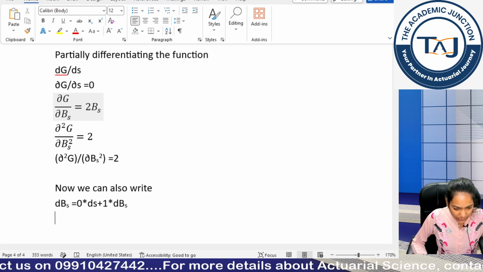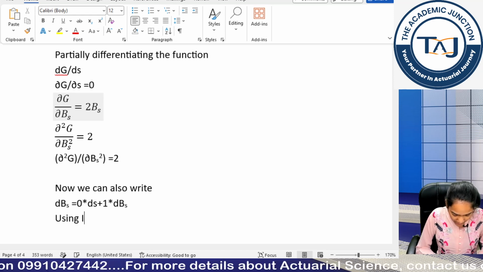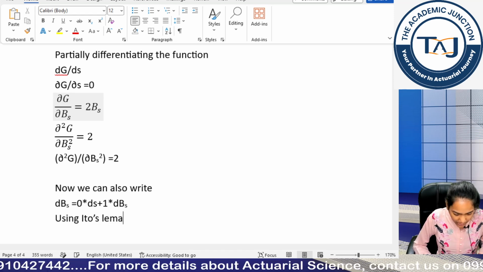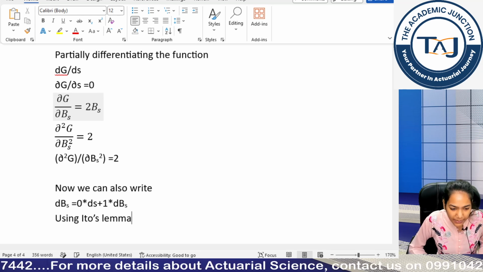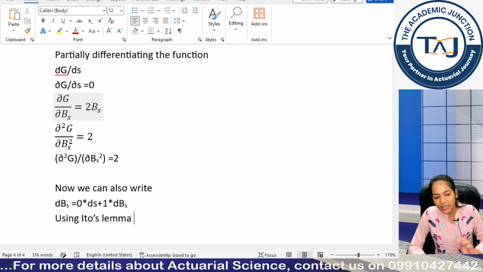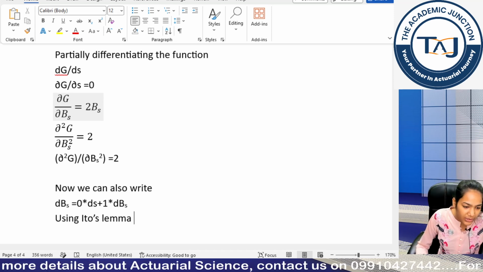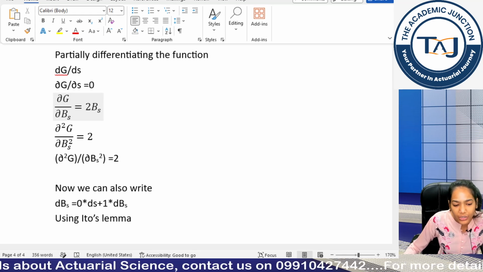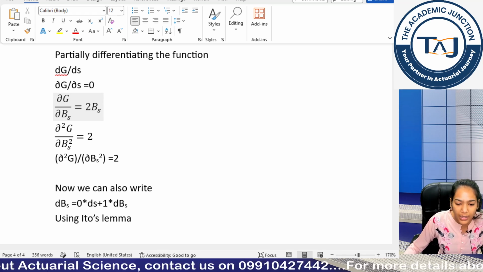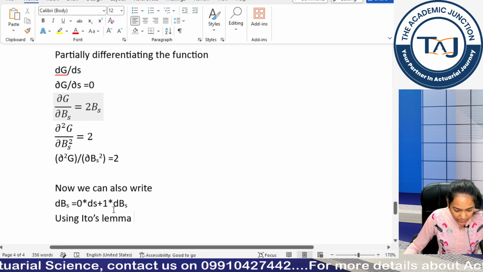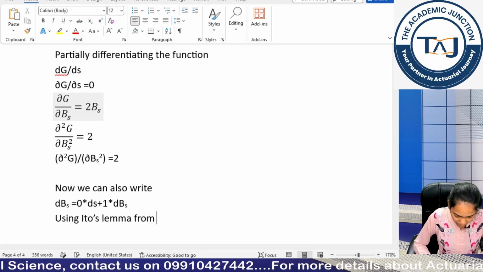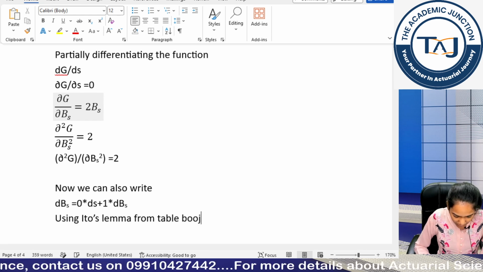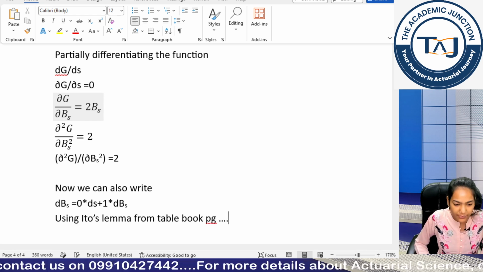Okay, so again I write using Ito's lemma. Now Ito's lemma I am using from a tables book, so that's why it is very important to give the reference to the tables book, because IFoA has repeatedly said in its handbook that you should give enough referencing when you are coming to the tables book thing. So I would recommend citing the tables book page, whatever it is.